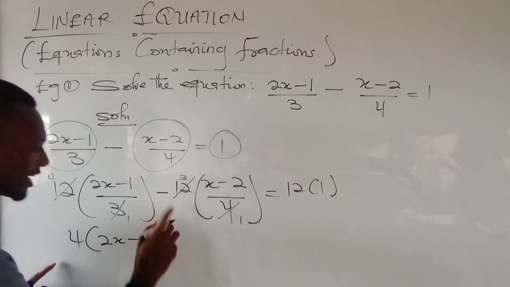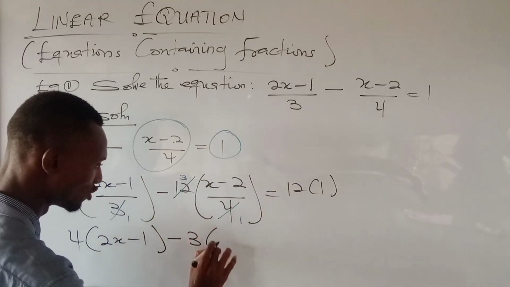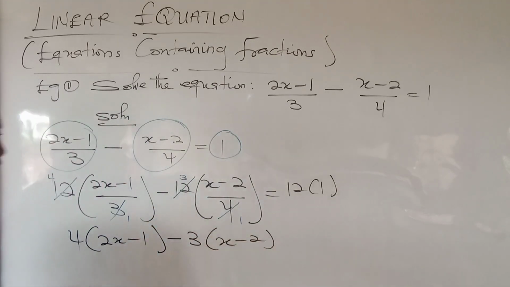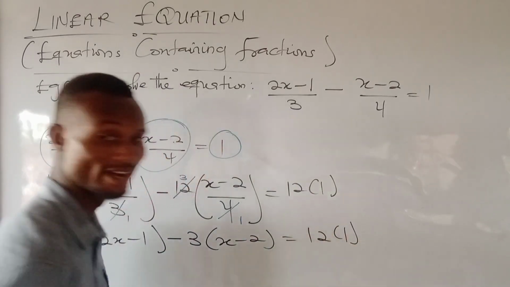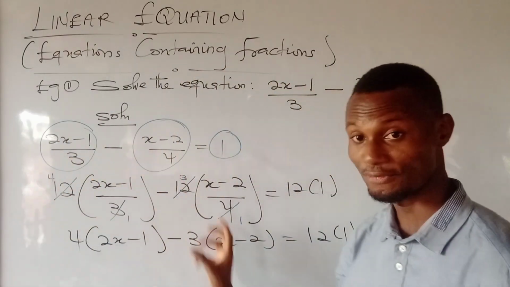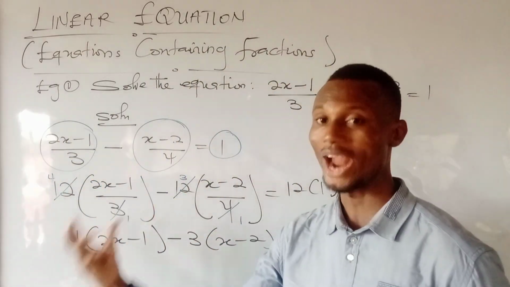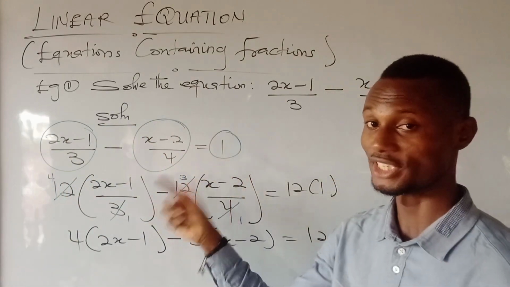Bring your minus, which is here. What I have left here is 3 into bracket s minus 2. I hope you agree with me. Equals the 12 into bracket 1. I hope you understand up to this point. After simplifying, all that you have to do is write what you have left. So we multiply through by the LCM, which is 12.